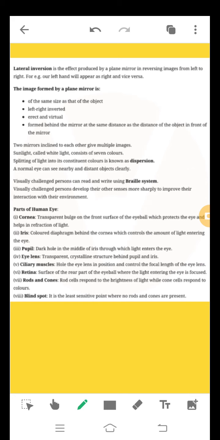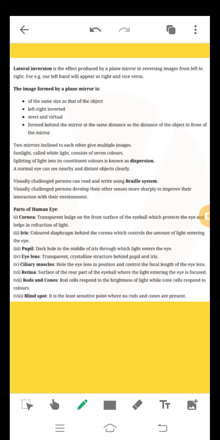Lateral inversion. It is the effect produced by a plane mirror in reversing images from left to right. For example, our left hand will appear as right and vice versa.